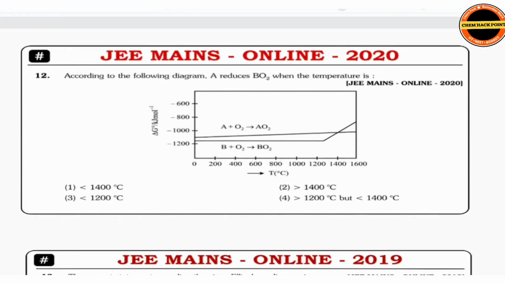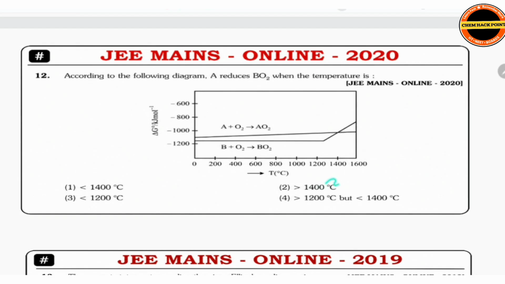Next, JEE Mains online 2020 question. See the question here. According to the following diagram, A reduces BO2 when the temperature is... Only see such graphs to solve the question, with one simple trick. Whichever element's line is below in the graph, that particular element can reduce the oxides above.